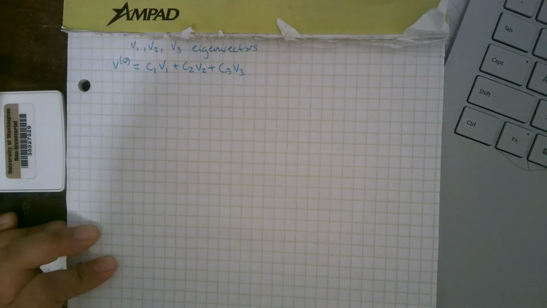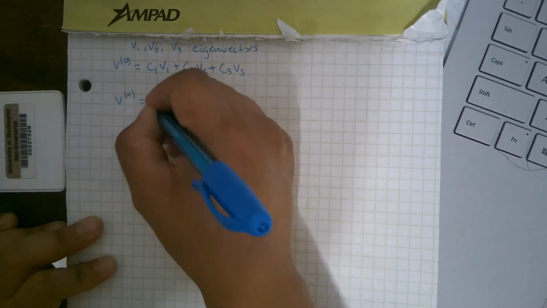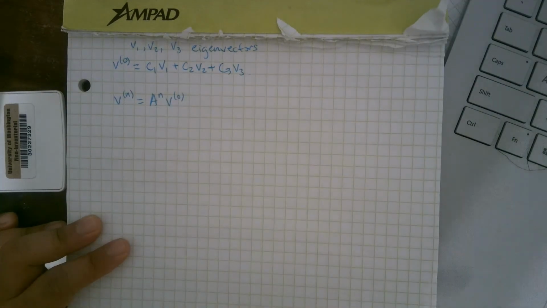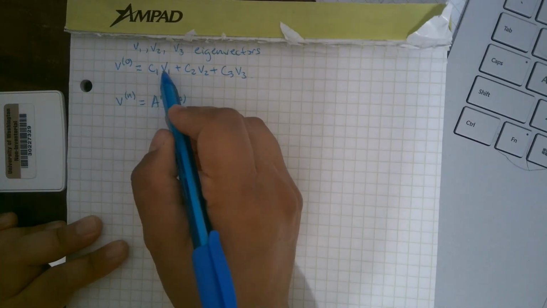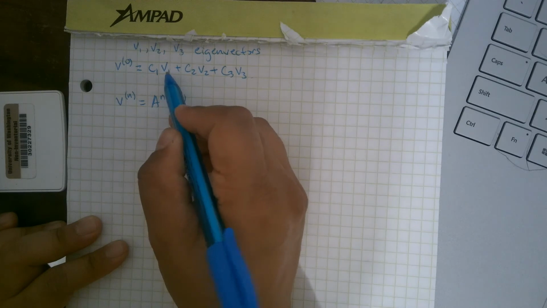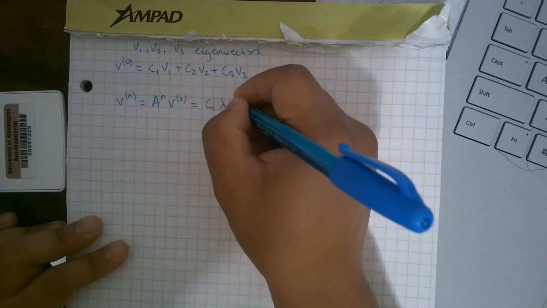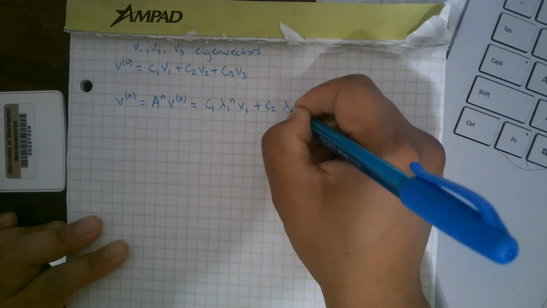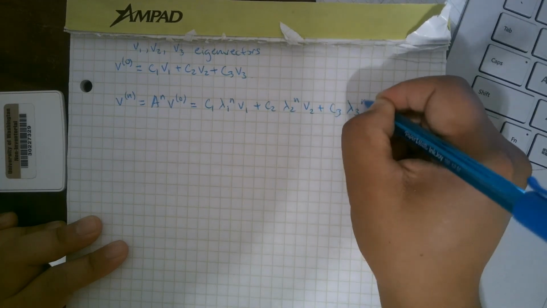Okay, and then if I look at vn, after n iterations, this is A to the n times v0, where the n is a power and the 0 is not. Well, if I apply A to v1, that's the same as applying lambda 1. And if I apply A n times to v1, that's the same as applying lambda 1 n times. So this is what we get: c1 lambda 1 to the n v1 plus c2 lambda 2 to the n v2 plus c3 lambda 3 to the n v3.